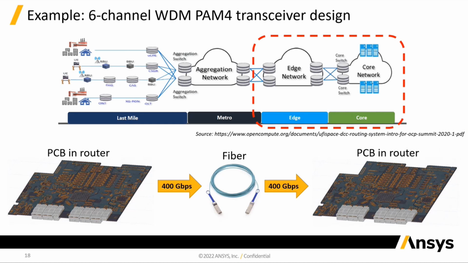So here is the example for the 6-channel WDM PAM4 transceiver design. Basically, with the design challenge to increase the transmission capacity and data accuracy, while also keeping the cost low, on-chip photonics and co-packaged optics are very promising technologies for now and the future, as they support high-speed and high-bandwidth equipment with low cost and low power consumption.